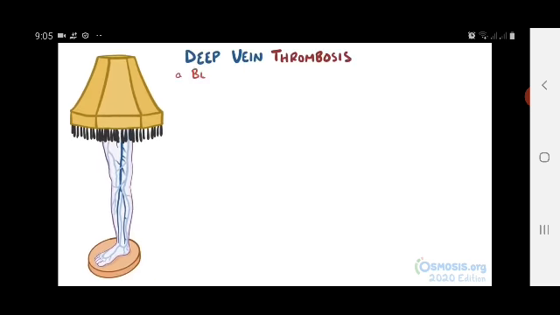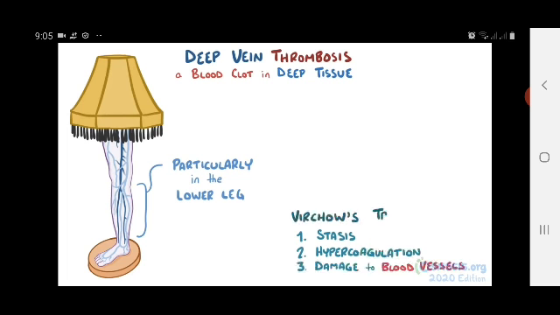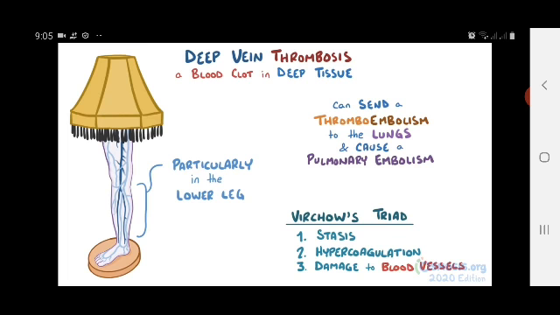Alright, as a quick recap, a deep vein thrombosis is a blood clot found in the deep tissue, particularly in the lower leg. The three main causes, stasis, hypercoagulation of clotting factors, and damage of the endothelial lining, are often referred to as Virchow's triad. A deep vein thrombosis can also send off a thromboembolism to the lungs, which can cause a sudden pulmonary embolism, which can be fatal.